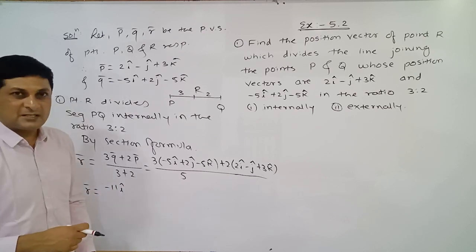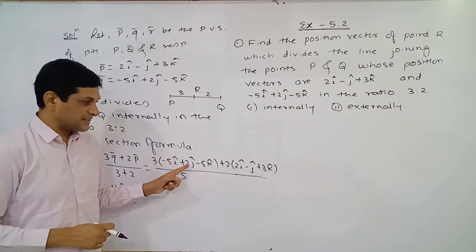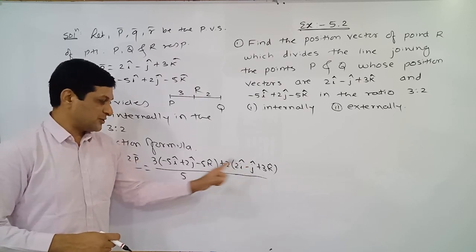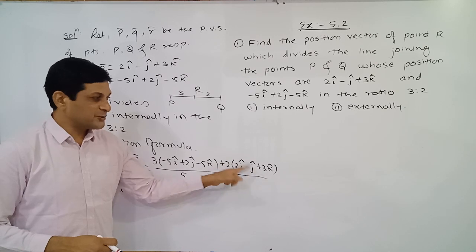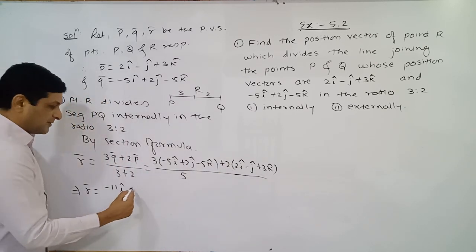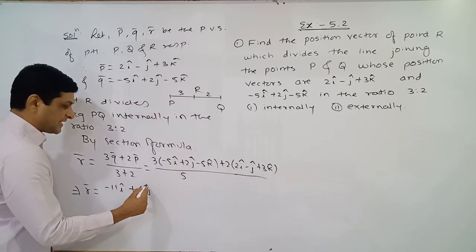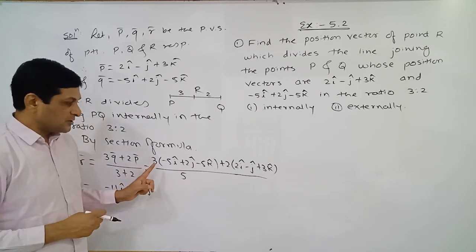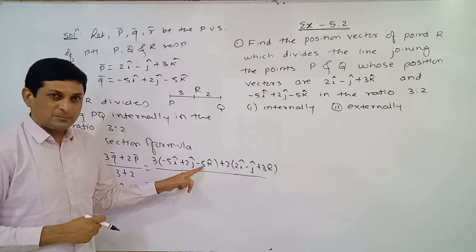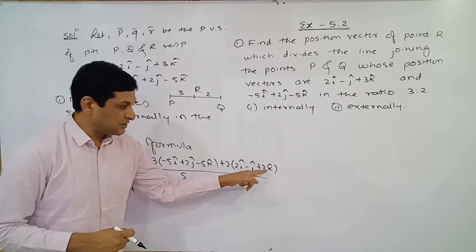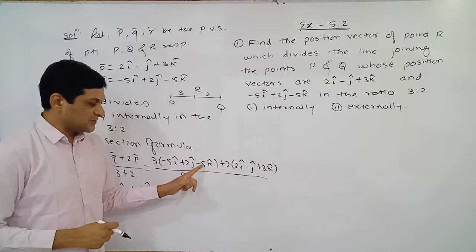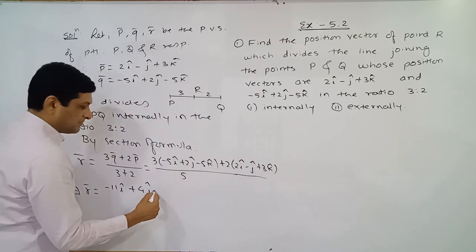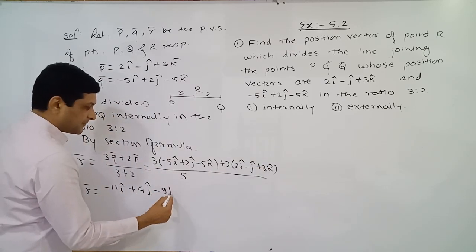Now we are collecting the terms of j cap. 3 twos are 6, and here 2 into minus 1 will be minus 2. Means 6 minus 2 will be equal to 4, so plus 4 j cap. Lastly, collect the terms of k cap. So observe the coefficient: 3 into minus 5 is minus 15, and 2 into 3 is 6. Means minus 15 plus 6, which will be equal to minus 9 k cap.